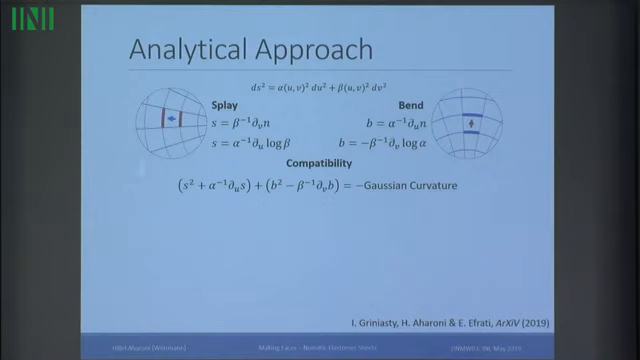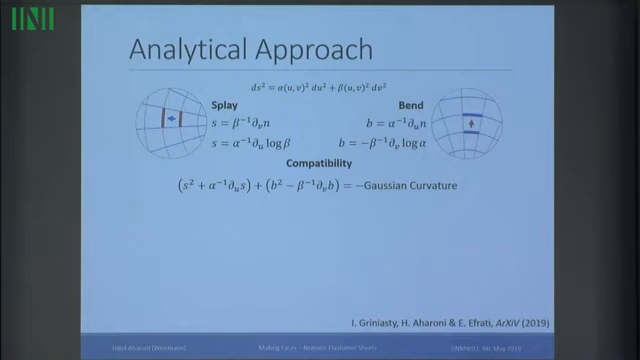So this expression in terms of the bend and splay must equal the Gaussian curvature of the manifold on which the director field exists. So this is basically the Gauss-Bonnet equation put in different terms. It tells me that the bend and splay should change in a certain correlated way for a director field to actually sit on a certain surface with certain Gaussian curvature.